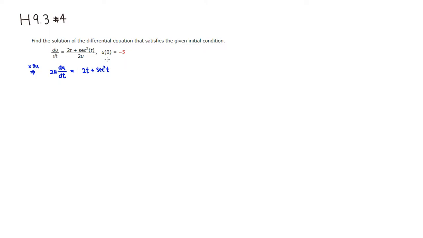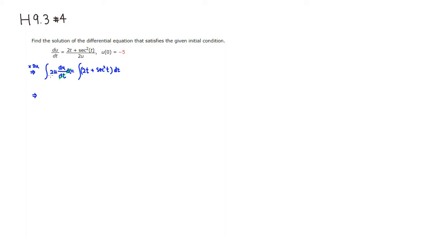Right? Now we have all the u's on the left, all the t's on the right, so we can take the integral with respect to t. We take the integral with respect to t on this side too. You can see that there's a dt on top and a dt on the bottom, and treat it like a fraction, so you can cancel them out. Alright, so let's find the antiderivative.